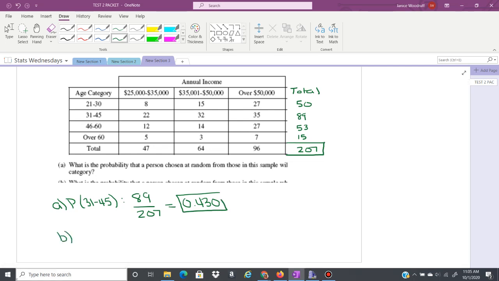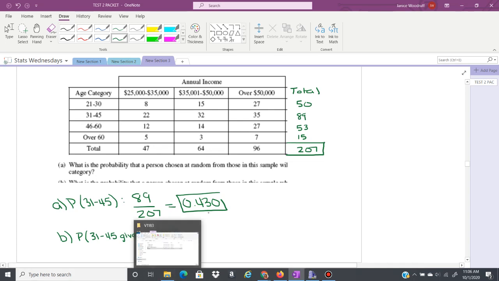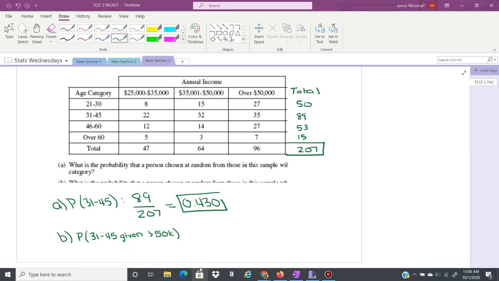All right, B. What is the probability that a person chosen at random from those in the sample whose incomes are over 50,000 will be in the 31 to 45 age group? So here you want to look at the probability that you are in 31 to 45, given your income is over 50K. Okay, so that's what we're looking at here. Probability that out of those whose incomes are over 50,000, they are in this age group.